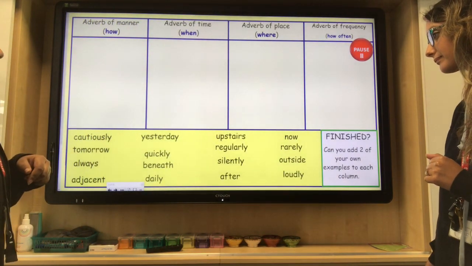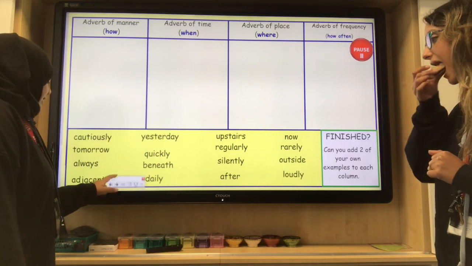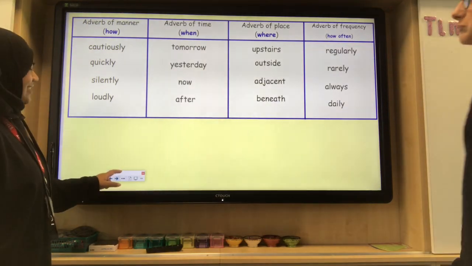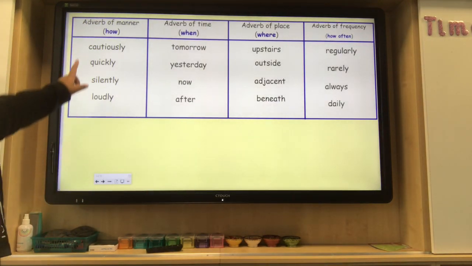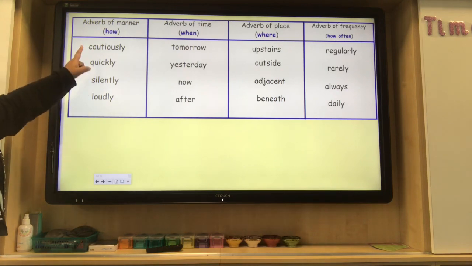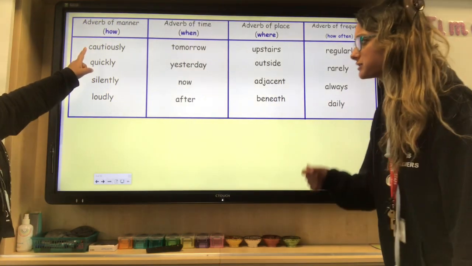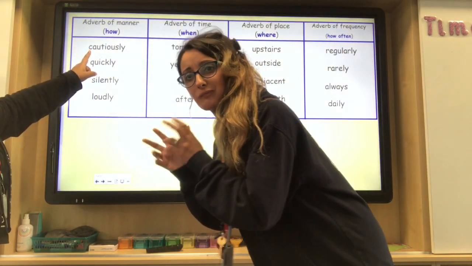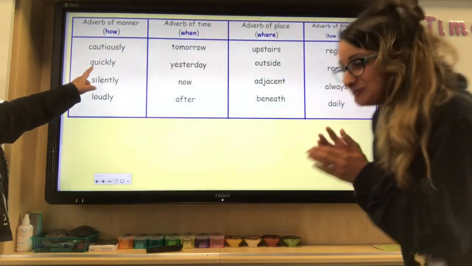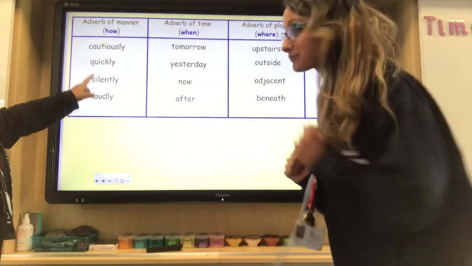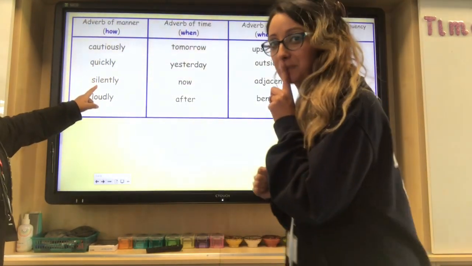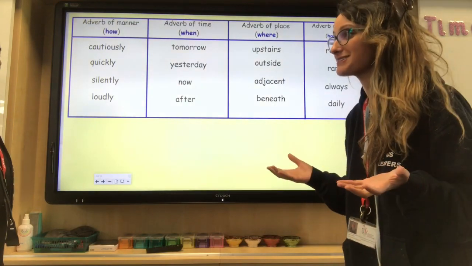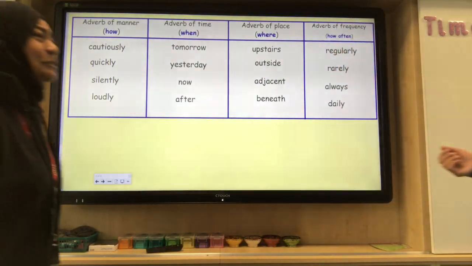Pause. Okay, so answers. Let's see if I put up an answer slide. Yes, I did. Well done, Miss Mia. So here we've got adverbs of manner. Show us cautiously, Mrs. Gale. Cautiously. Quickly. Silently. Loudly.